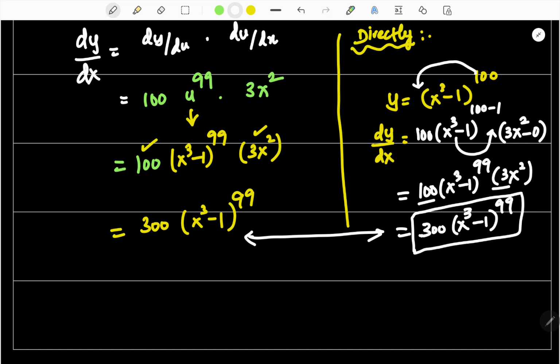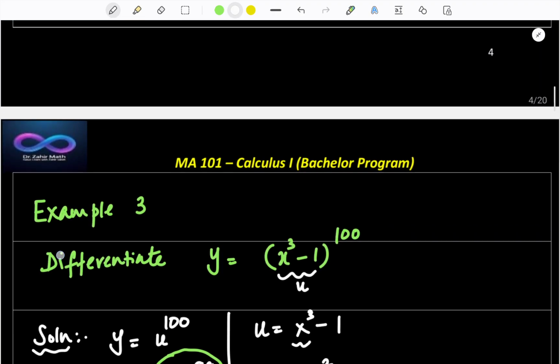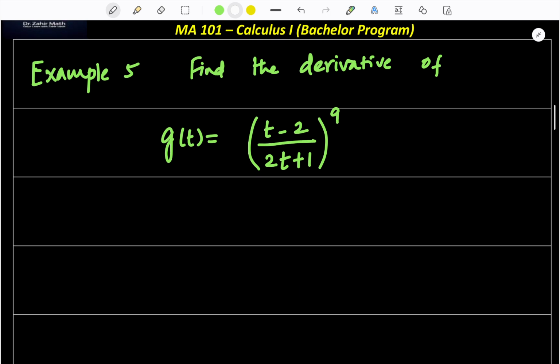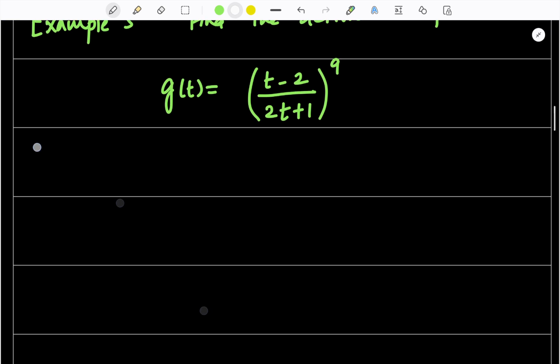So keep in your mind. We can also do it like this directly, and by using the chain rule also. Okay, example 3 is finished. Let's go to example number 5. Find the derivative of, that's a big function there. So let's go to the solution.